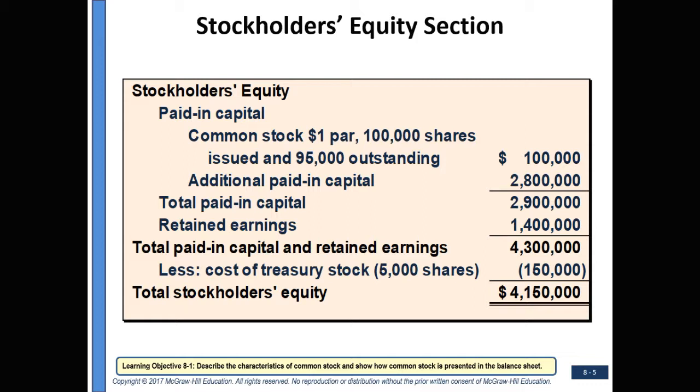There are 5,000 shares of treasury stock that have been reacquired, and this was for an amount of $150,000, leaving total paid-in capital and retained earnings for total stockholders' equity to be $4,150,000. This is the basic presentation of the stockholders' equity section of the balance sheet.